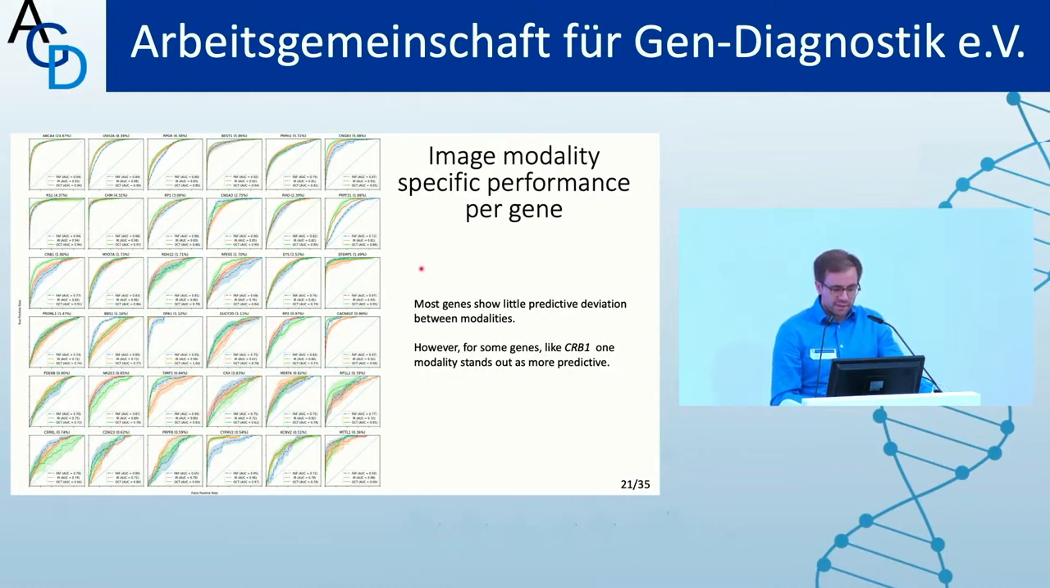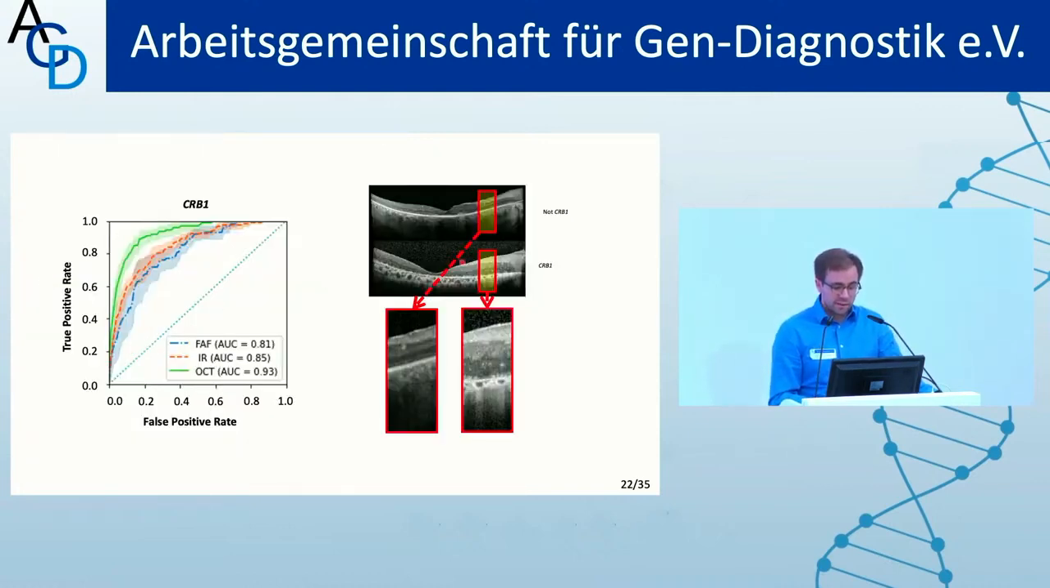Because we're using these 3 different imaging modalities, we can also look at the individual gene classifications and see how well each image modality does for a specific gene. So here you've got your 36 genes. The different colors are the different imaging modalities. In blue, you've got FAF, in red, IR, and in green, OCT. For most of the genes, it's not making a very big difference. However, you do see some separation, for example, for CRB1. This makes sense, because CRB1 is distinct by its thickening of the retina. This can be seen quite clearly on OCT, but not so much on the FAF imaging that you get with autofluorescence and infrared.